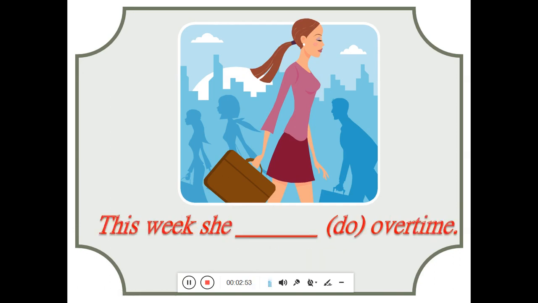This week she does overtime. Yes, this week is the key word in our situation here. This is different from every week, only this week. She, the verb do, overtime. So remember the three elements that we are using in verb to be. We have in present continuous verb to be, plus verb, plus ing. So she is doing overtime.